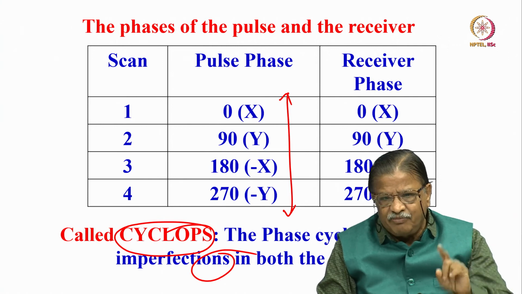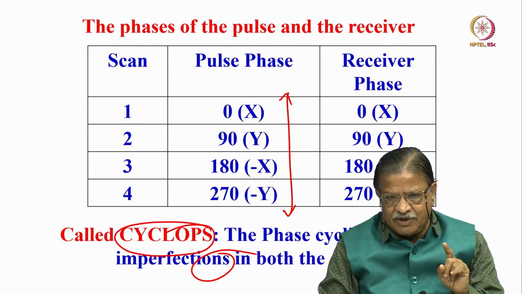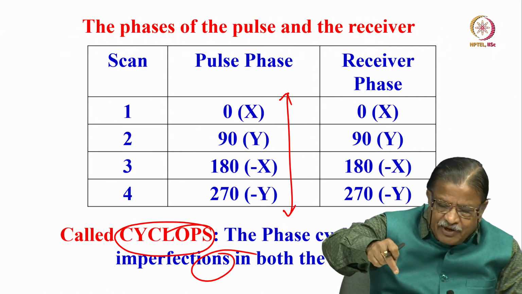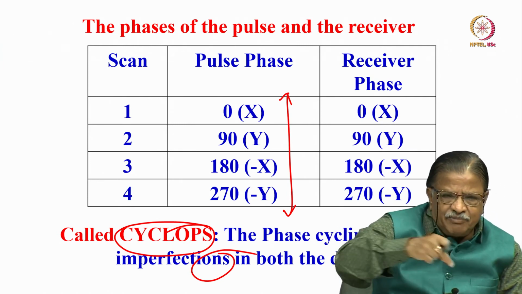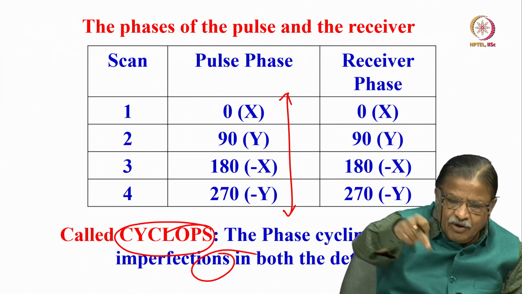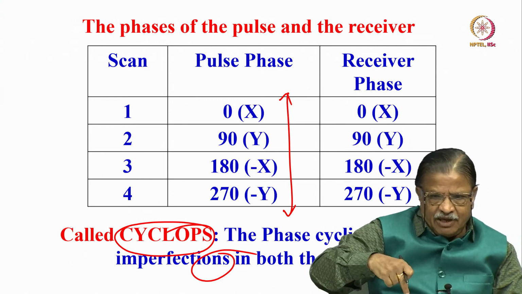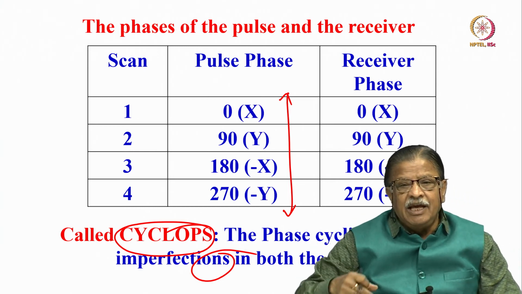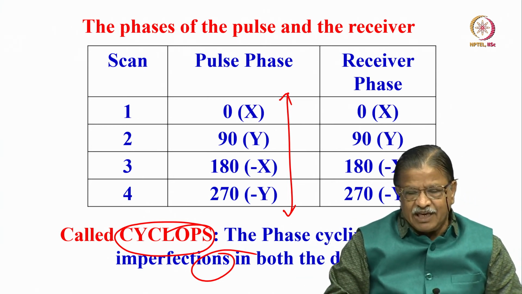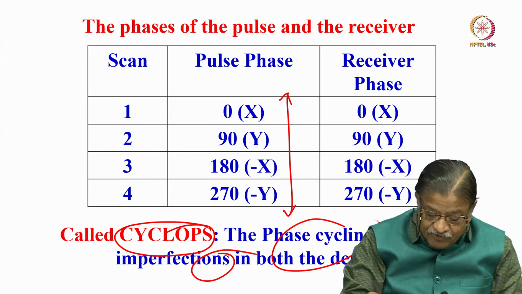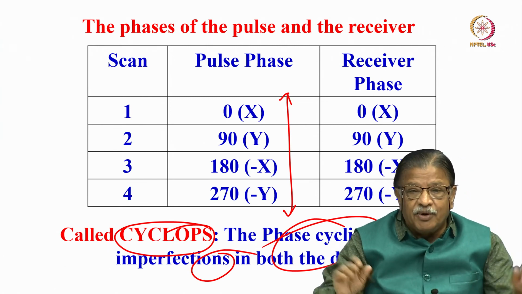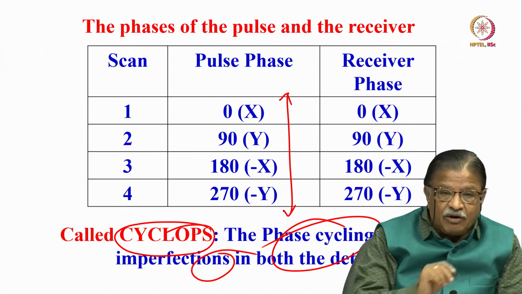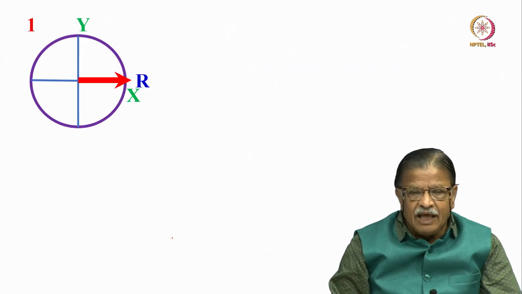The transmitter phase is 0, that is the pulse phase, the receiver phase is also 0, and you move the pulse phase in each acquisition by 90 degrees. Start with plus x, go to y, minus x and plus y. Correspondingly, you have to move the receiver also simultaneously along with the transmitter pulse, in which case any imperfections which are there can be removed. And this sequence is a phase cycling called CYCLOPS. Okay. Now how does it work?